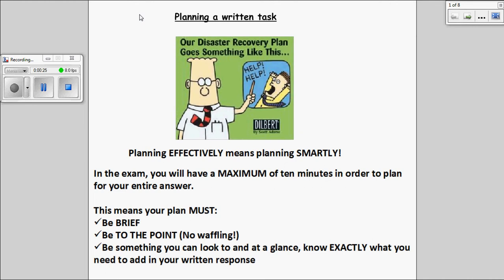Okay, a plan should be effective, it should be smart, therefore it should be brief, so short stuff. You don't want to spend too much time on it and you don't want to write too much. Be to the point, so you're not just waffling on about other stuff. Make sure you are covering what the task asks you to do. It should also be useful. It should be something that you can look at and then at a glance know exactly what you need to add to your written response.